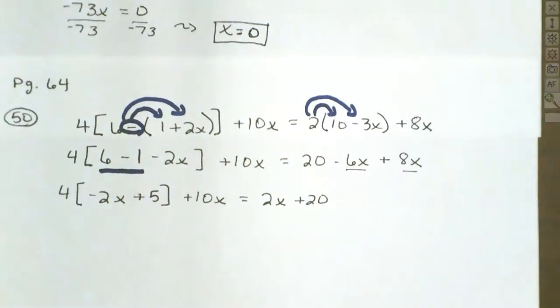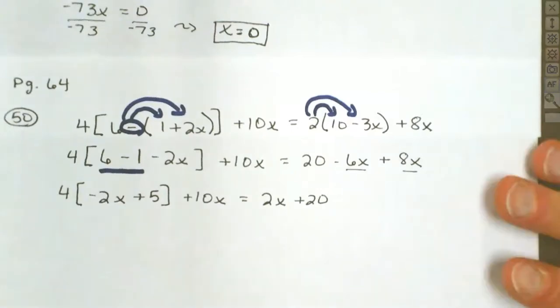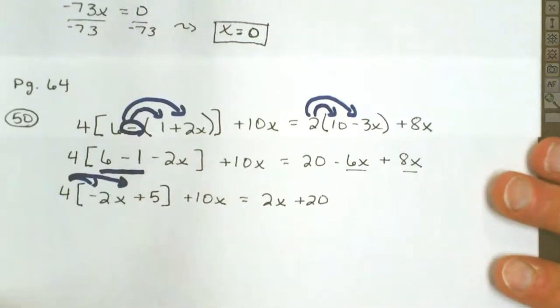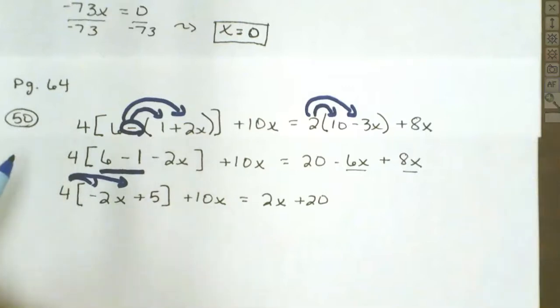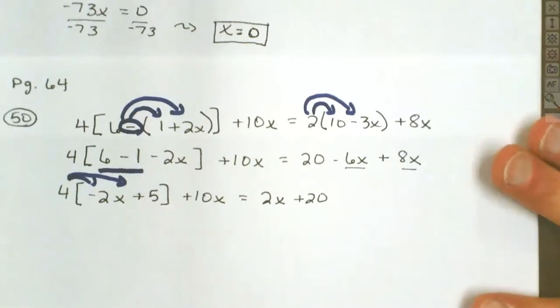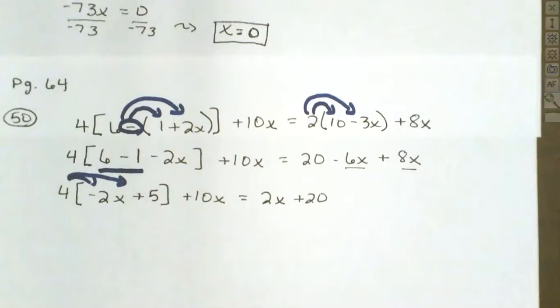Almost finished. One more step. So distribute that 4 through. Wait, did I make a mistake with the signs here? Let's make sure I didn't copy something down wrong here. Okay, distributing through. Let's see, does everything look right? I think it does, doesn't it? Yep. Everything looks right, because we'll get rid of that 10x here in a minute. So we want to go ahead and distribute that 4 through. Always make sure you are very careful. Copy the problem down correctly. That way you don't make a mistake there.